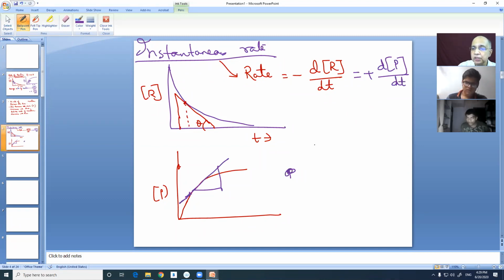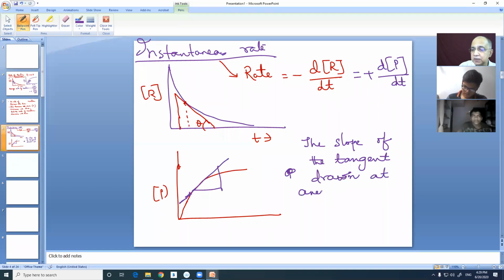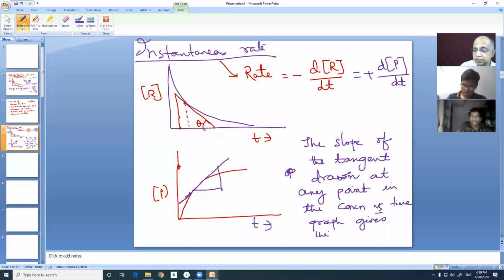So write down the slope of the tangent drawn at any point in the concentration, may it be reactant, may it be product. Concentration versus time graph gives the instantaneous rate.